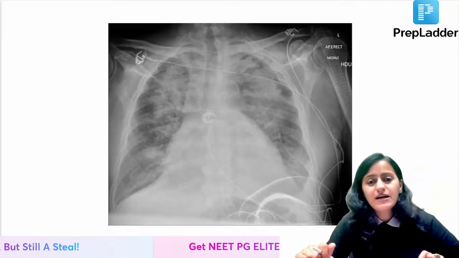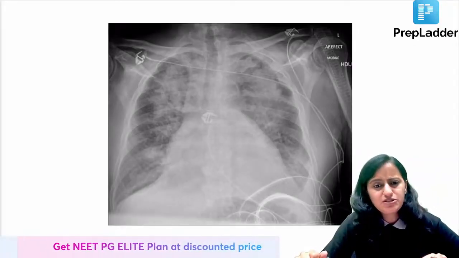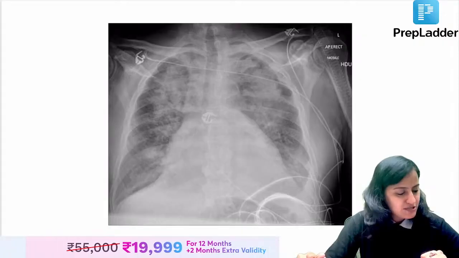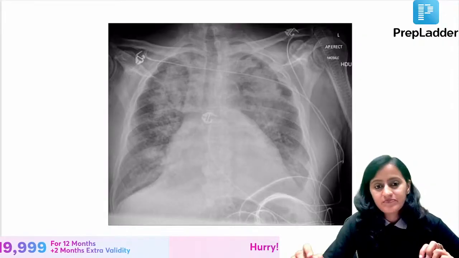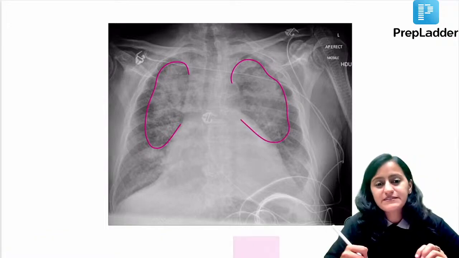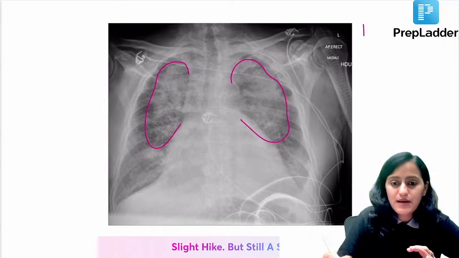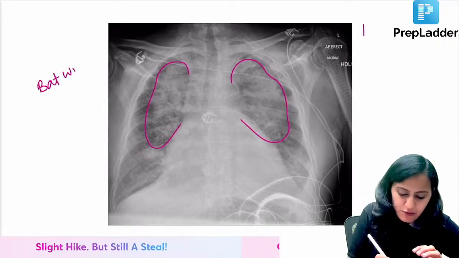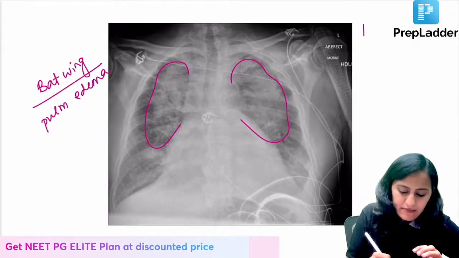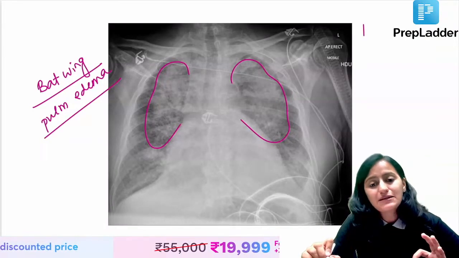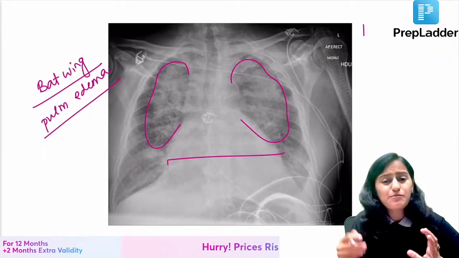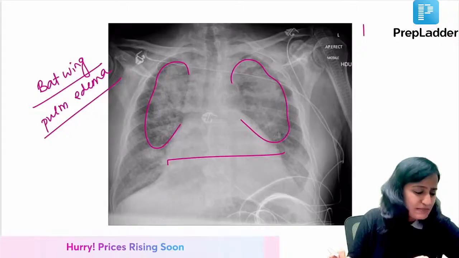Right? Look at this one, guys. What do you think is this image showing? Look at the fairly bilateral symmetrical opacities. You see the air bronchogram here as well. This is the bat wing appearance of pulmonary edema. Bilateral symmetrical होगा, cardiomegaly दिख रही है, telling you it is cardiogenic pulmonary edema.